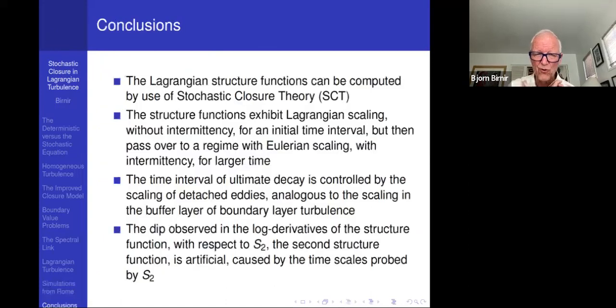Okay, let me give you some conclusions. So these Lagrangian structure functions can be computed by the use of the stochastic closure theory. They exhibit Lagrangian scaling without intermittency for an initial time interval, but then they pass over to a regime with Eulerian scaling, which now has intermittency. That's how you get the right scaling exponents for a large time. And the time interval of ultimate decay is controlled by the scaling of these detached eddies, analogous to the scaling in the buffer layer of the boundary layer turbulence. And the dip that was observed in the log derivatives of the structure functions with respect to S2, the second one, is artificial, and it's just caused by the time scales which are probed by S2.